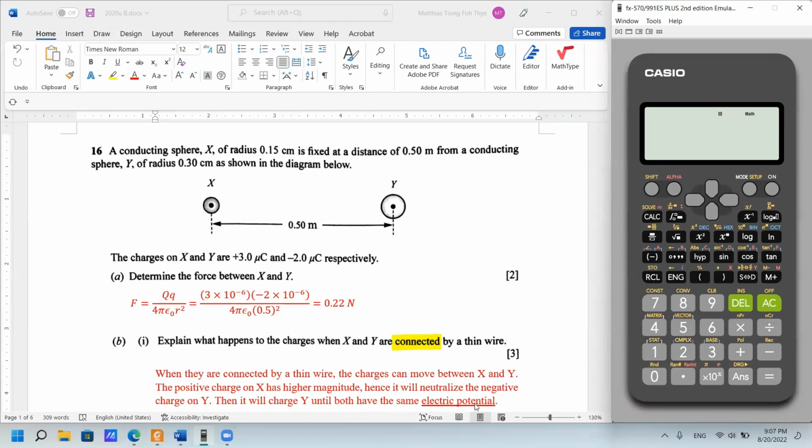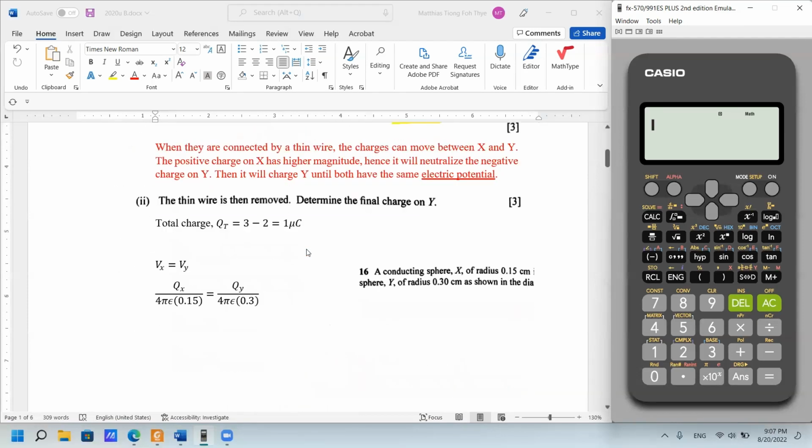What we mentioned about the electric potential is that the flow of charge is related to the flow of current. And we learned that the current always flows from the higher potential to the lower potential. So if both of them have the same electric potential, the charge will stop to move.